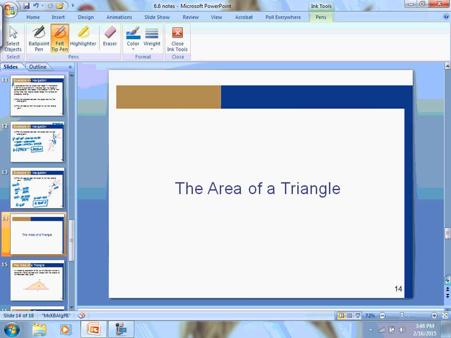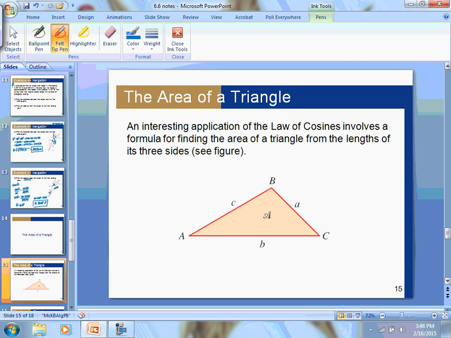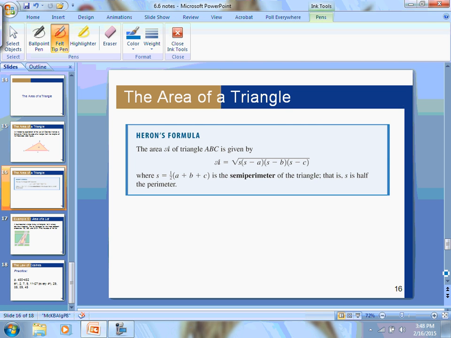Okay, last thing then is an application for the area of a triangle, and this deals with law of cosines, and it's a pretty quick, easy explanation here. It says an interesting application for the law of cosines involves a formula for finding the area of a triangle from the lengths of its three sides. So here you don't need any of the angles, you just need the three sides. This formula is derived in your book on page 479. If you really want to look at the proof for where this formula comes from, it's there.